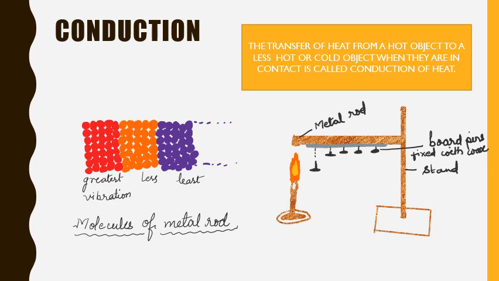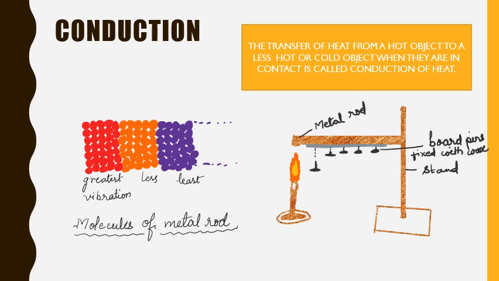When an object is heated, its molecules receive this heat energy and they will start vibrating faster. And this vibration induces the neighboring molecules to vibrate faster too. And thus heat is transferred from one end of an object to the other. For this, let's do an activity.